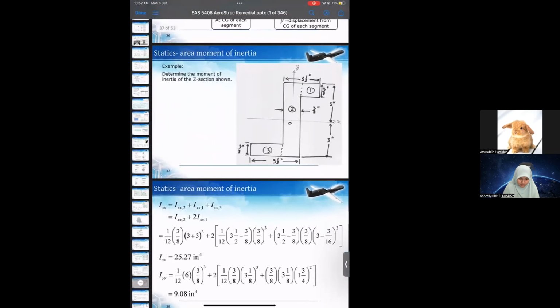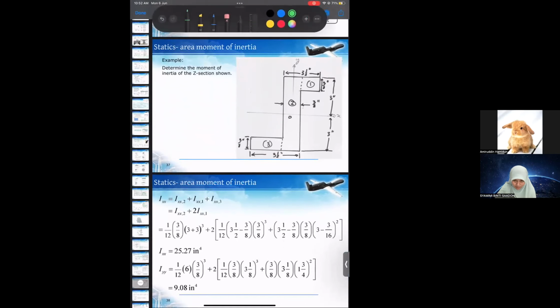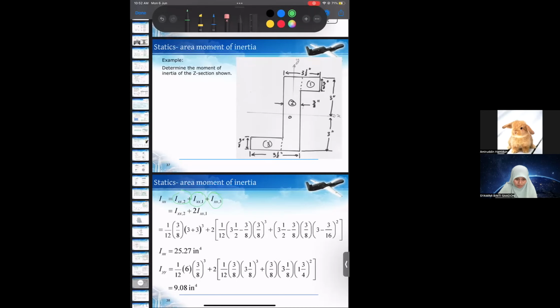For example, this one is longer, but you can take a look. We have a structure like this, and we can separate it into 3 different surfaces: surface 1, surface 2, and surface 3. We calculate the area moment of inertia for these 3 separate surfaces, and then we sum them up to get the moment of inertia of the whole structure.